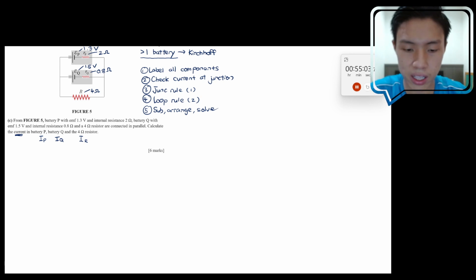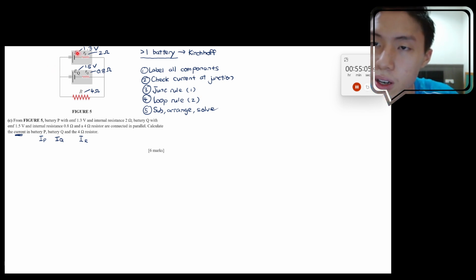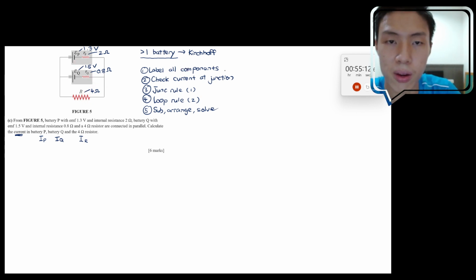Okay, so let's start with step 1. We label everything first. So I think most of the things are nicely labeled. Epsilon P, Epsilon Q, RP, RQ, and R. All these components have their own name already. Technically, part 1 is done. Okay, next part, check current at junction.